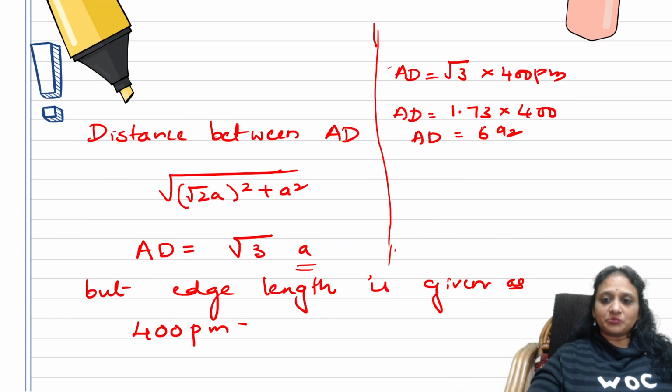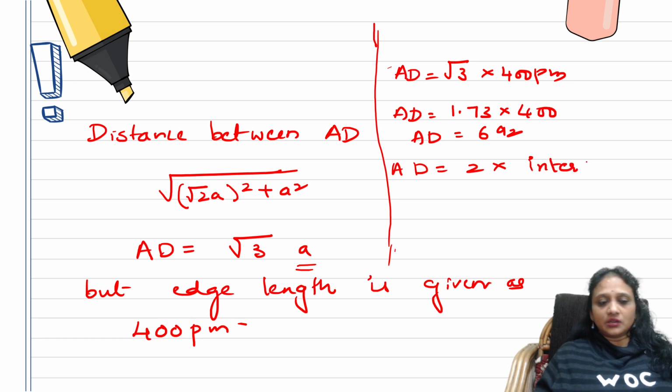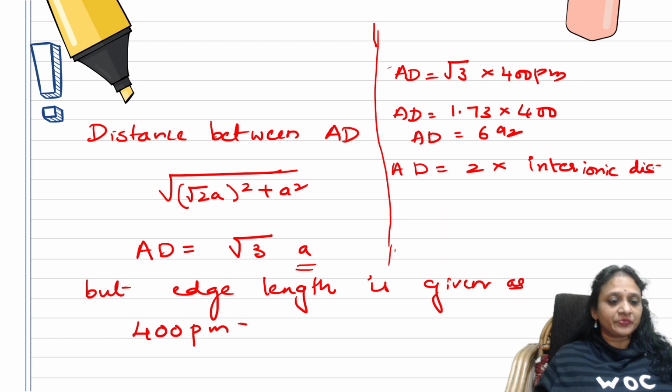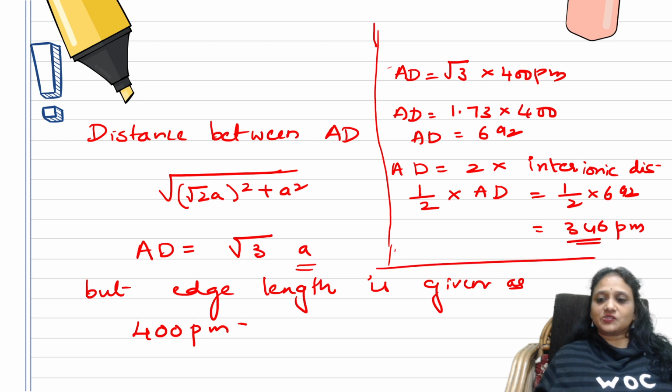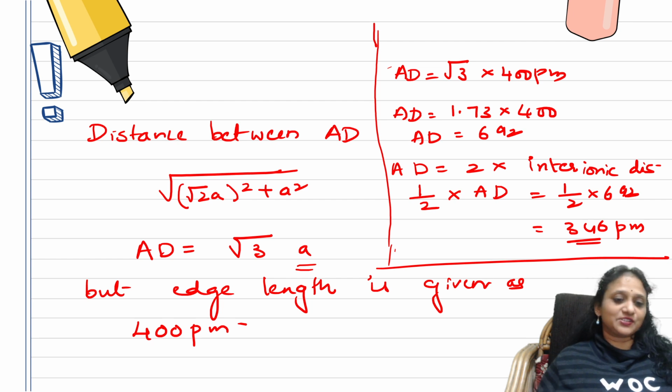So I'll write the formula here. AD is equal to 2 into interionic distance. So now using this formula, what am I going to do? Check here. Half into the AD value, which is 692. So it's nothing but 346 picometer. That's the answer. Easy. The question seems to be difficult, but the answer is easy, students.